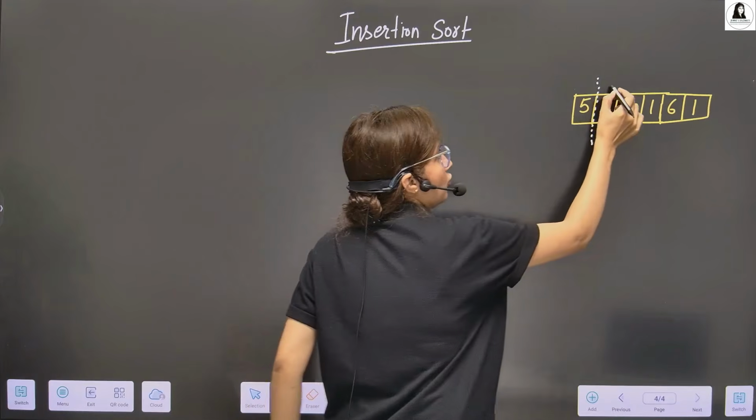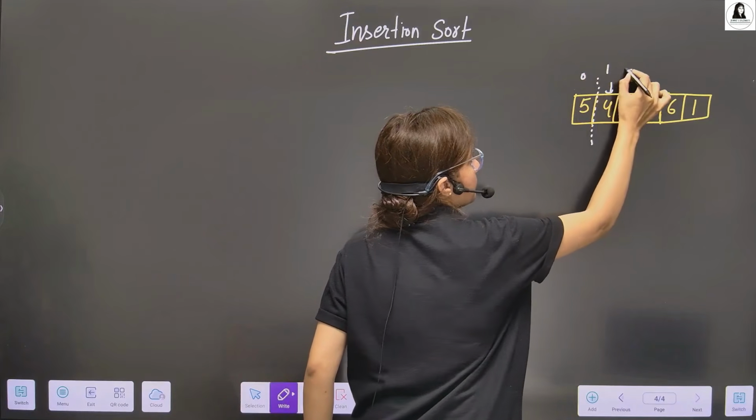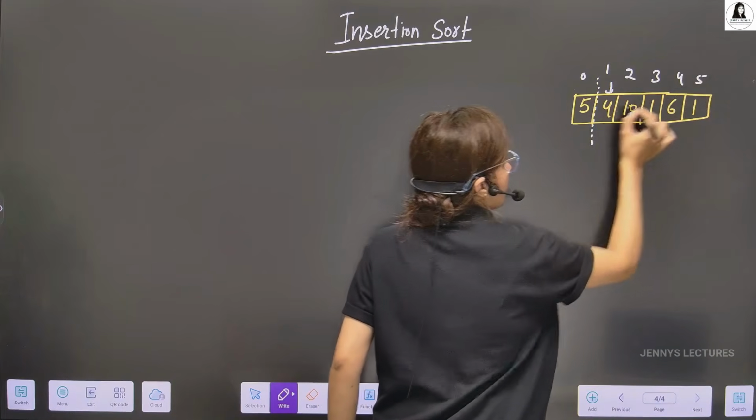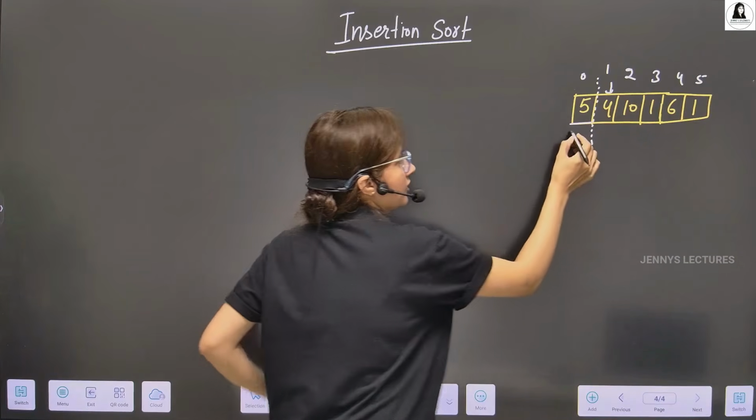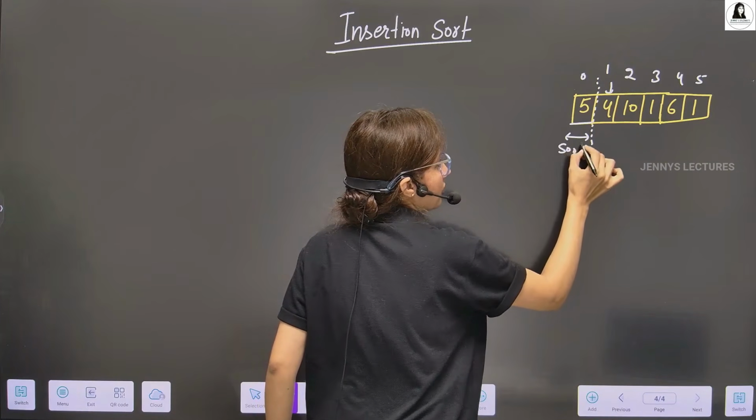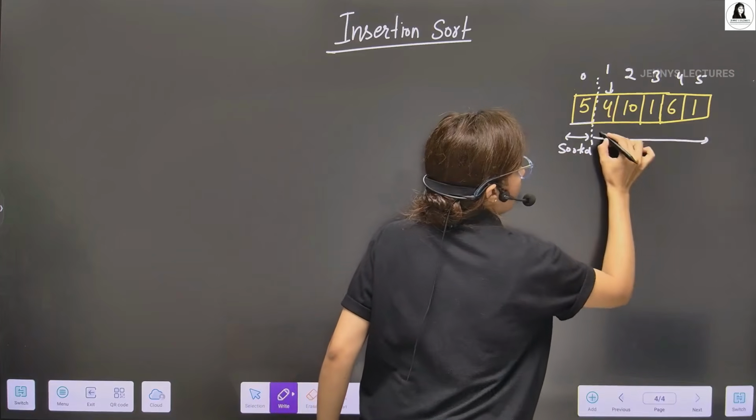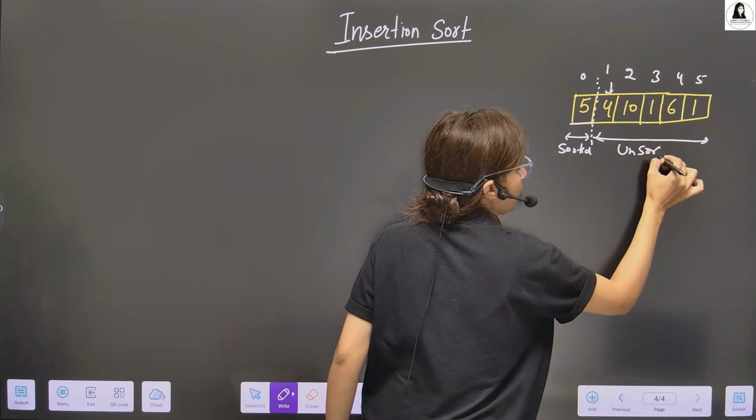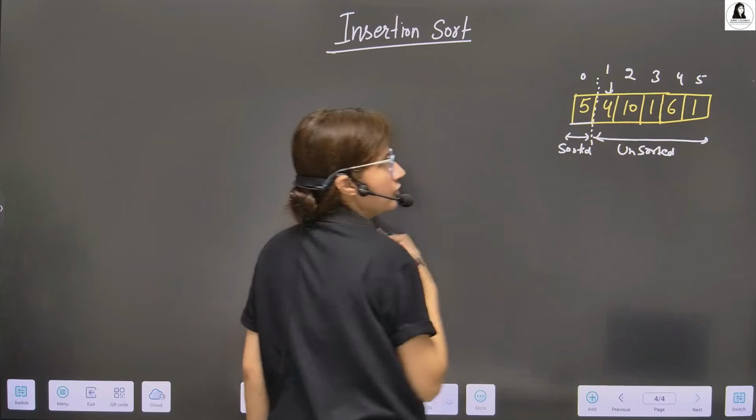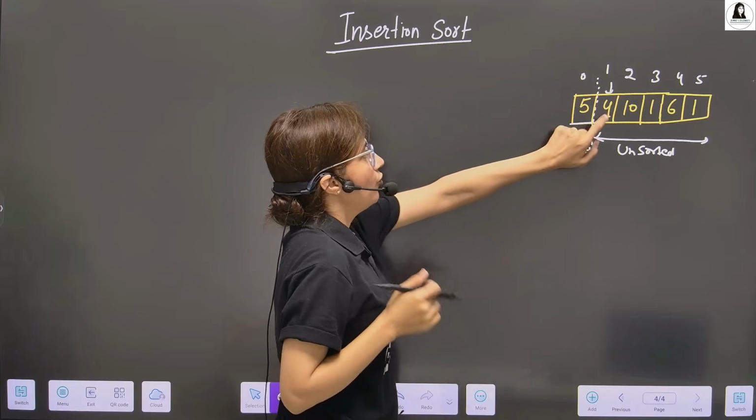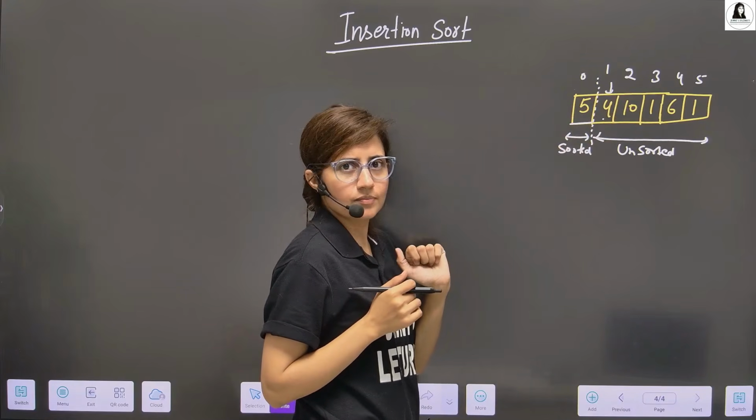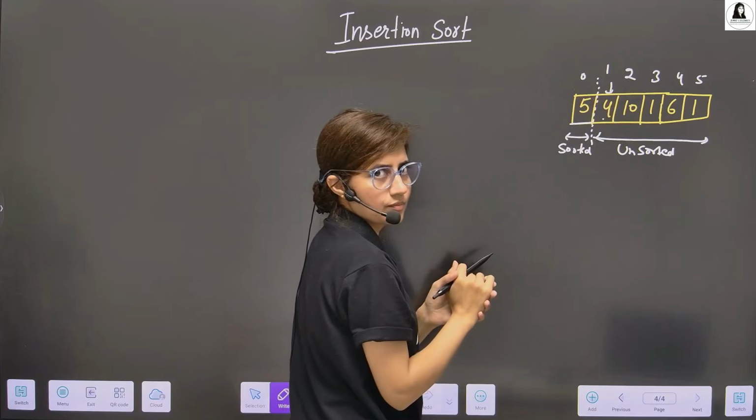So I'll start my loop from here, from index 1. The 0th element, I will consider that is the sorted portion, and this is now the unsorted portion. So I will sort only this portion. How will you sort? See. One by one, I'll take an element from here. So first I'll take 4.